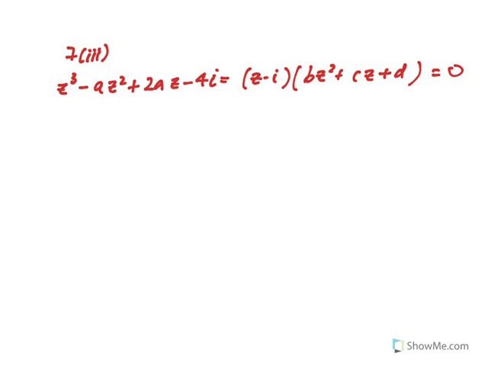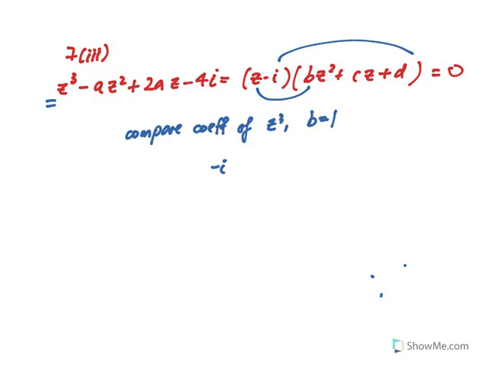With that, I can compare coefficients. If I compare the coefficient of z cubed, you can see that b equals 1. If I compare the coefficient of the constant, you can see that negative id equals negative 4i. So actually d equals 4. So this is to compare the coefficient of the constant.